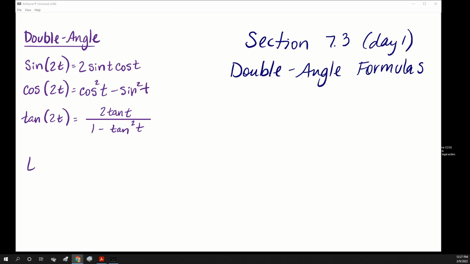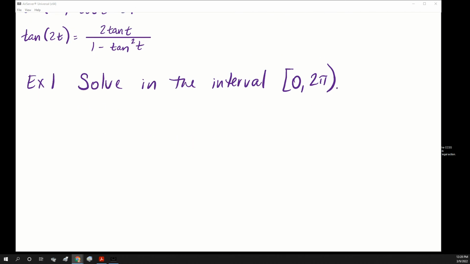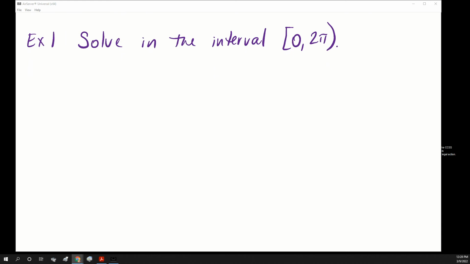All right, so we're going to revisit solving equations. So if it's something that you're still really struggling on, maybe today will be the day it all starts making sense. So for example 1, we're going to solve in the interval from 0 to 2 pi. All right, so we're going to give all the answers that are the angles in that interval that work for the equation. And our first equation is the sine of 2x minus cosine of x is equal to 0.